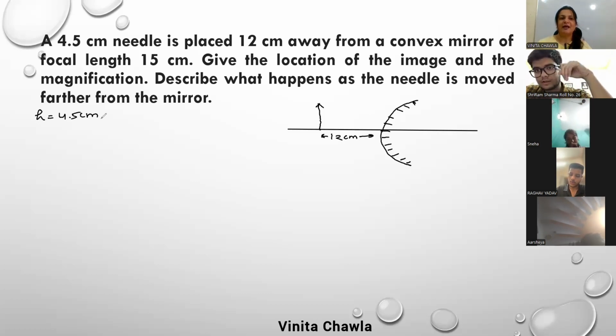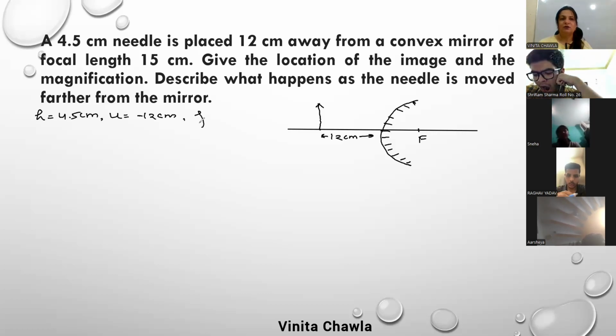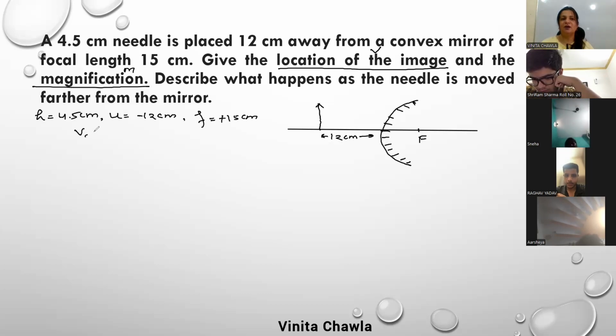See, we'll take U as negative because it is against the direction of the incident ray, right? So we take U as minus 12 centimeter and focal length is given. Focus is here behind the mirror, so we'll take focal length as positive. So focal length is plus 15 centimeter. Now the question is, give the location of the image and the magnification. We have to find the location of the image, which means V, the image distance, and the magnification, small m. Okay, so these two quantities we have to find out.